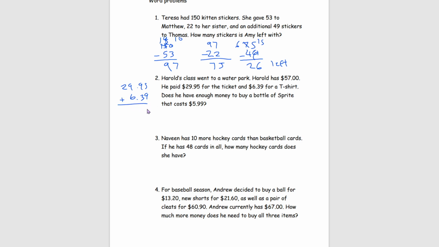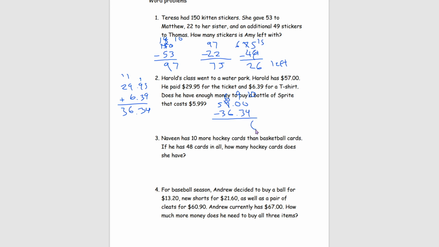Add these two together, we get 4, carry the 1, 13, carry the 1 again, 16, carry the 1 again, and we get 36.34. And now, since we know he brought $57, we're going to subtract 57 and 36.34. So 0 minus 4 is impossible, 0 minus 3 is impossible. So we're going to borrow 1 from this 7. This 7 becomes a 6. This 0 becomes a 9 because we have to borrow 1 more for this 0, and this 0 becomes a 10. So now we subtract.